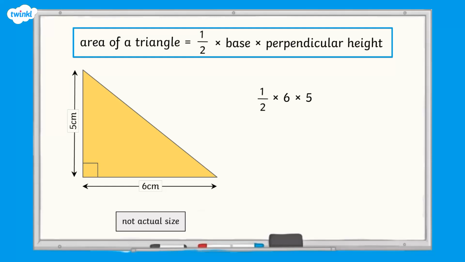6 multiplied by 5 is 30. 30 divided by 2 equals 15. The area of this triangle is 15 centimetres squared.